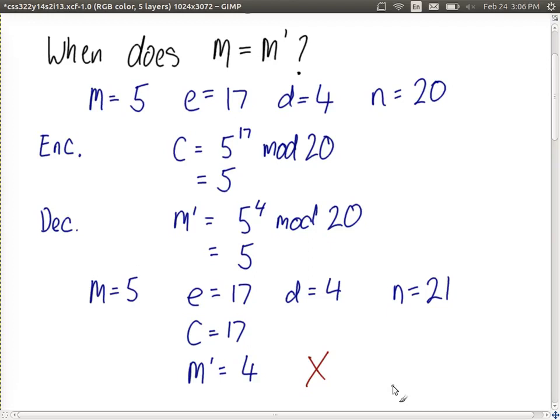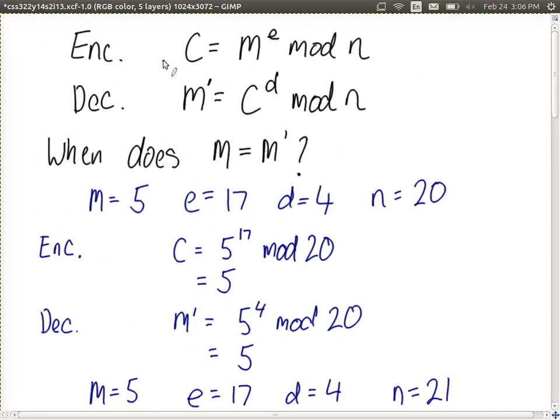So let's look at the conditions when it will always work. That is, we'll always get the same M as output. When does M equal M prime? Look at our equations. We can substitute in.